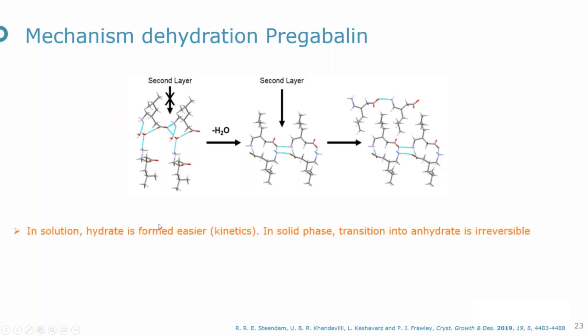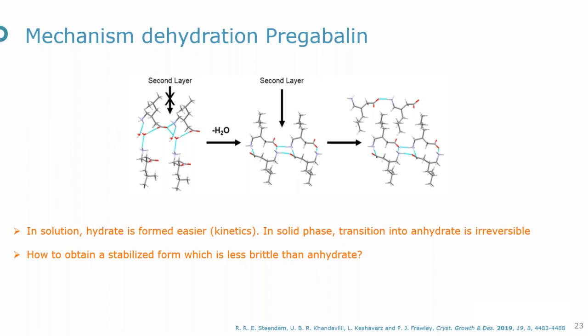And the thing is that the hydrate is formed easier in solution, as we saw from the kinetic data. But in the solid phase, this transition into the anhydrate is irreversible because water cannot really easily come into the structure and make the hydrate form anymore. And it's also metastable. But the hydrate form is actually a bendable crystal, which is quite nice to have, especially considering the brittle nature of the anhydrous form.